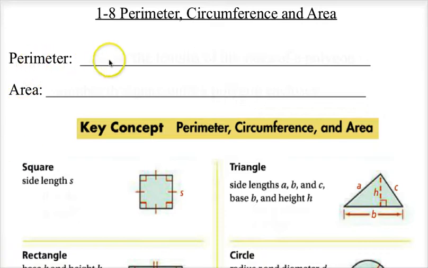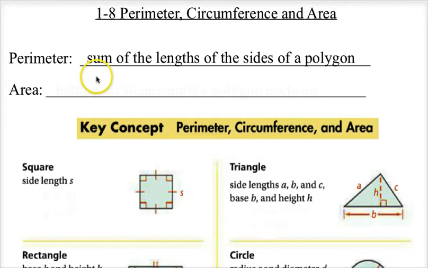The perimeter of anything. The perimeter is the sum of the lengths of the sides of a polygon. So sum meaning add. Perimeter is the distance around a figure. So all you're going to do is add up all the sides, whether it has 3 sides, 4 sides, or 8 sides. A polygon, remember, is just a closed figure made up of line segments. So a triangle is a polygon, a square is a polygon, a parallelogram is a polygon. A circle is not a polygon because it's not made up of line segments.